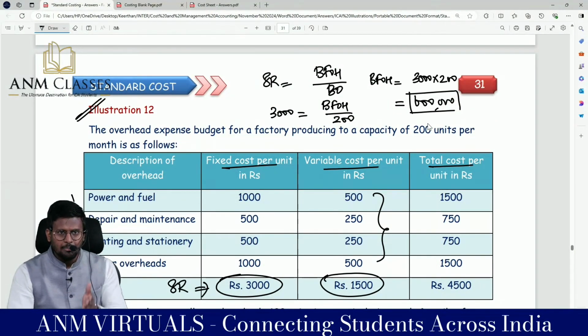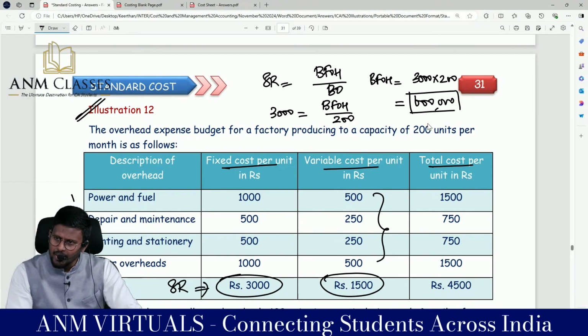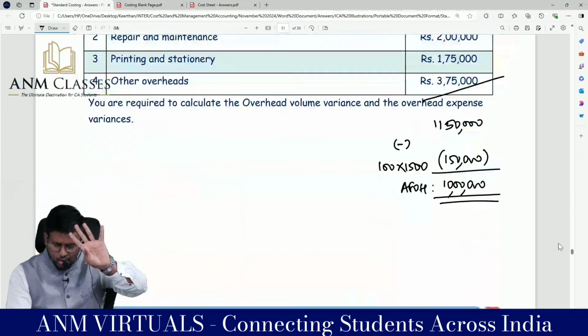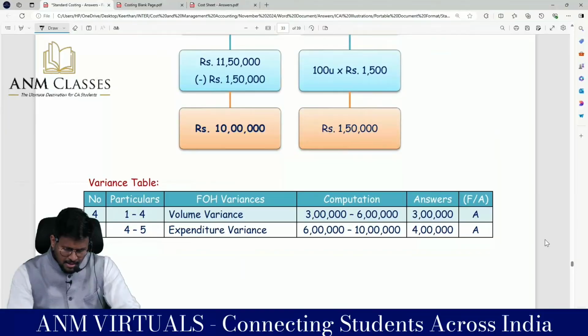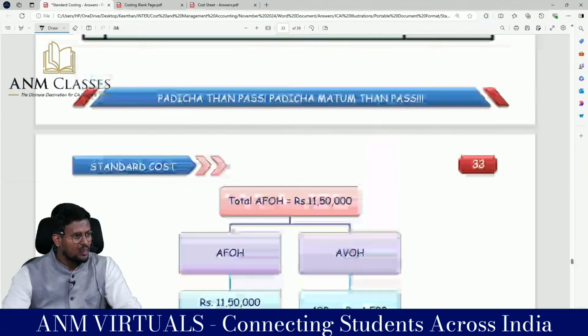10 lakh. Sir, BFOH minus AFOH is the fixed overhead expenditure variance. 4 lakh adverse should be the answer as the expenditure variance. Expenditure variance is 4 lakh adverse. Are you really with me?